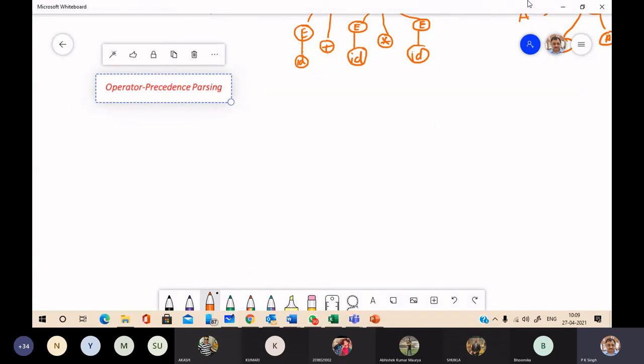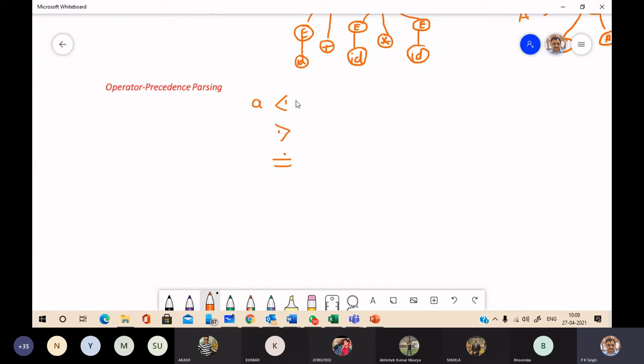In operator precedence parsing, on the basis of precedence we decide the handle. This is the main goal in operator precedence parsing. So just see, we define three precedence relations. One is this, another is this, and third one is this.